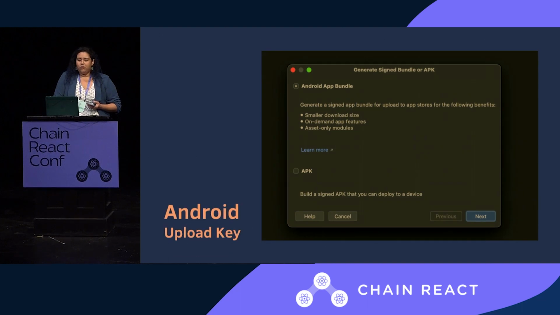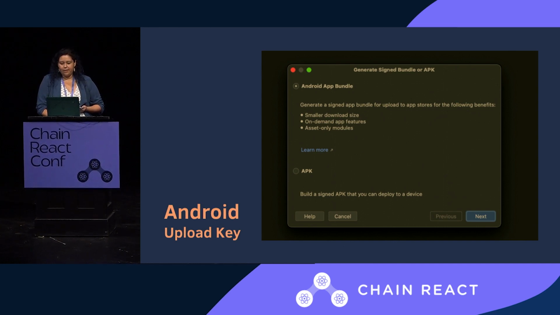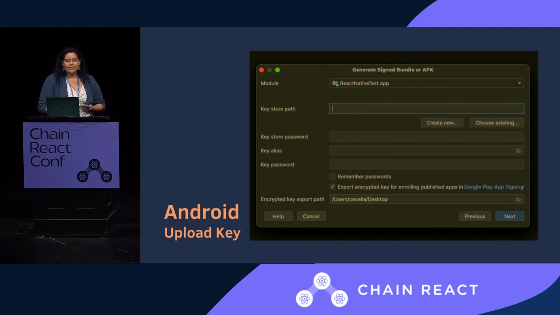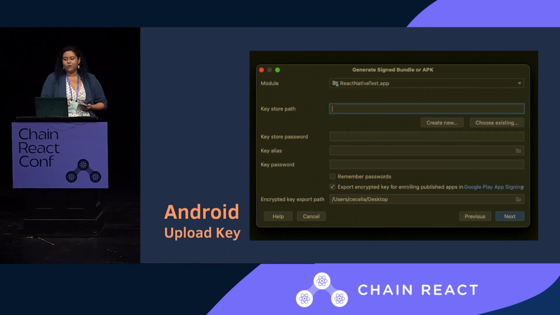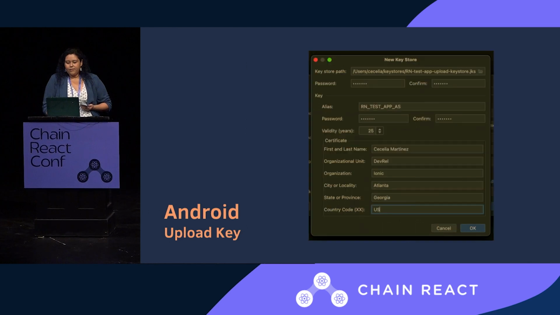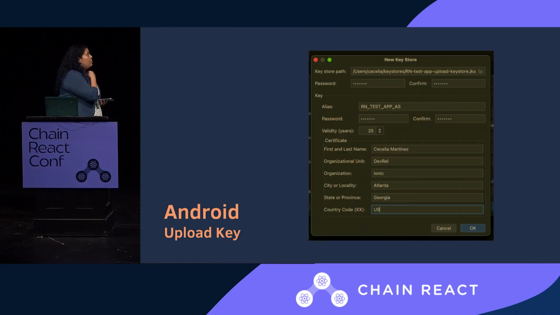So for Android, you generate an upload key during the process of generating a signed bundle or APK in Android Studio. This is the easiest way to do it. You can also use Key Tool to generate a key as well, but I like to work just in Android Studio. So you'll select Generate Signed Bundle or APK. When you get to this step, under Key Store Path, you'll create New. And this is where you'll enter the information to generate your key.